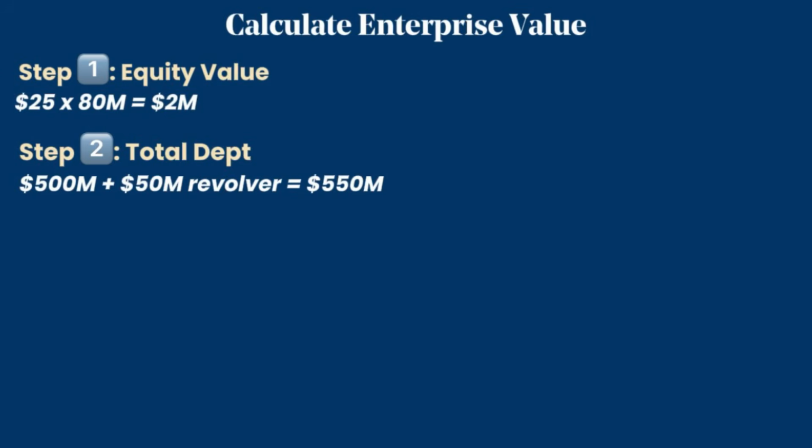Now, note that some candidates forget to include the revolver. Any drawn portion of a revolving credit facility is debt. If it's undrawn, it doesn't count. It's just available capacity. But if the company has actually borrowed against it, it's debt and it goes in the formula. Step three, add preferred stock.